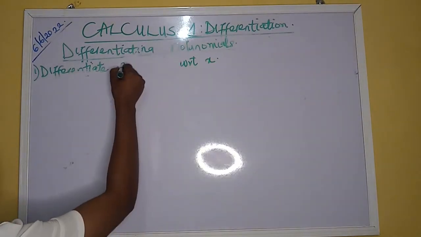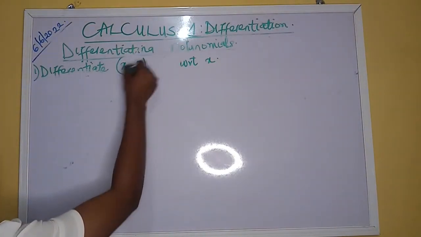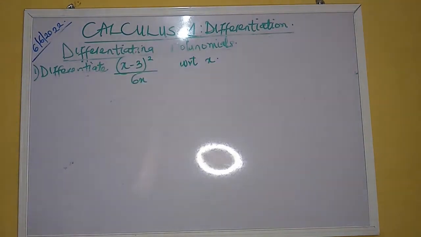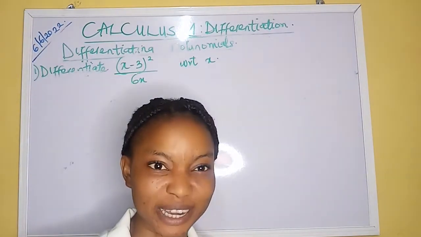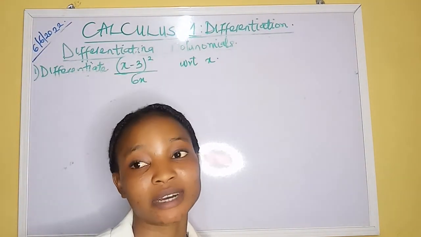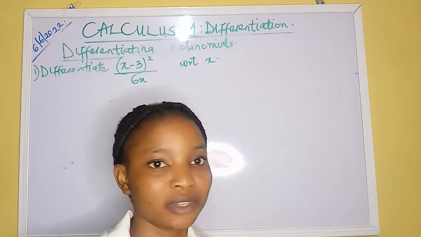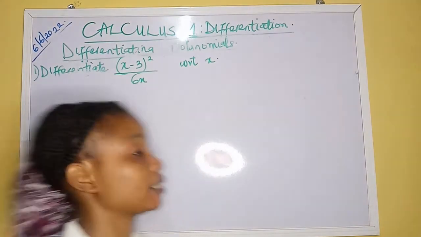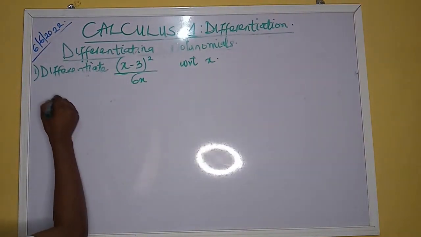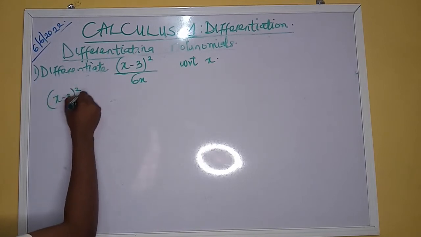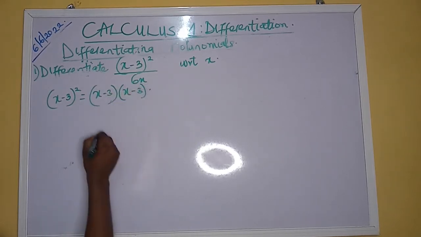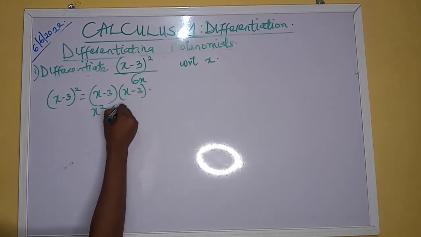I have here with me x minus 3 squared over 6x. This is somehow very technical. Why? Because the denominator also has a number of its own. It's just not an ordinary x. So let's see if we can divide it with the long division method. The first thing you do is to open the bracket here. So x minus 3 squared should give you x minus 3 times x minus 3, and that gives you x squared minus 6x plus 9.